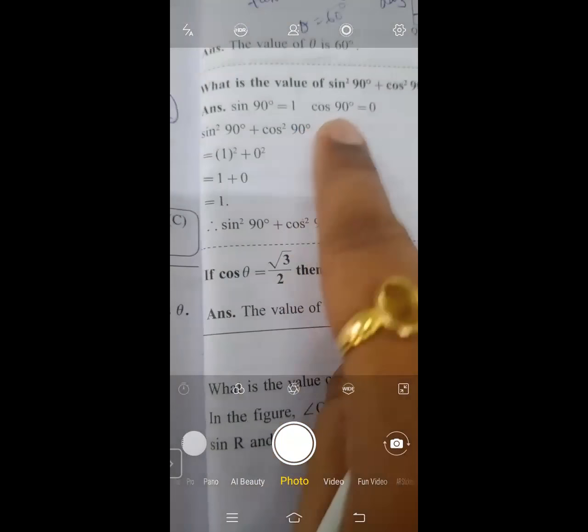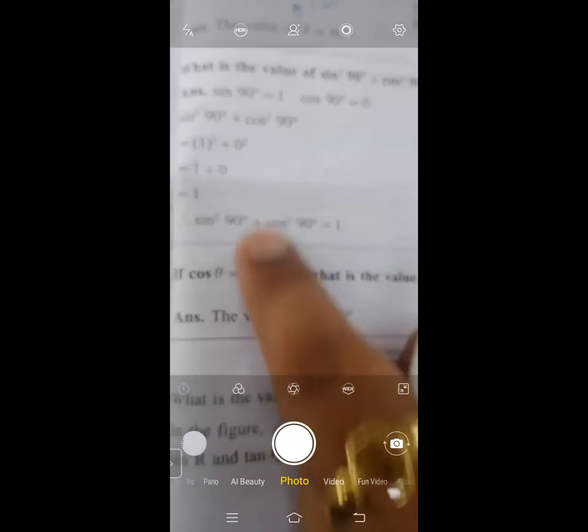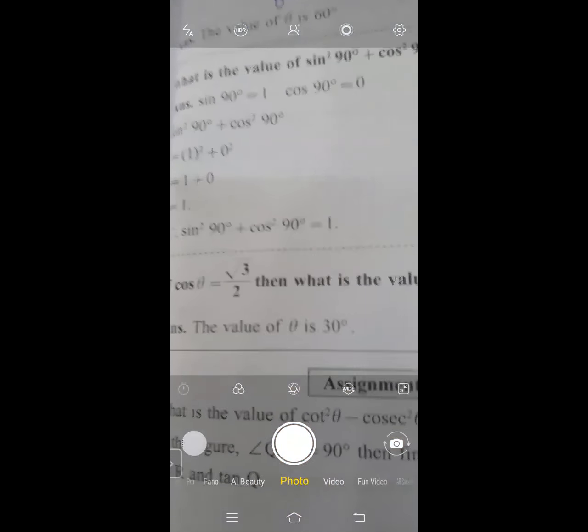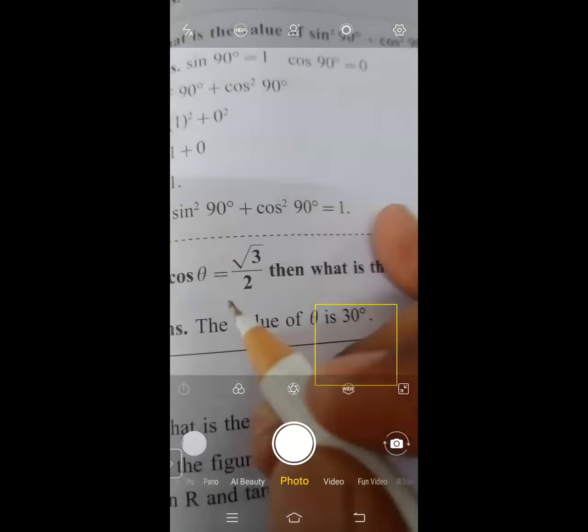You can place any of the angles and you can check whether sine square theta plus cos square theta is equal to 1 for every angle. For sine 30, cos 30, okay, sine 45, cos 45. You can check it just by changing the angles and taking the values of sine and cos for those angles.